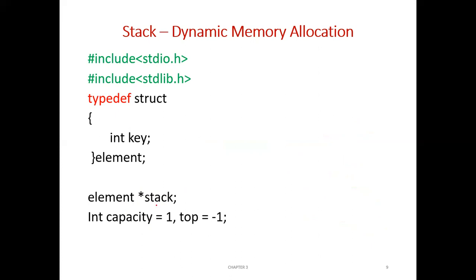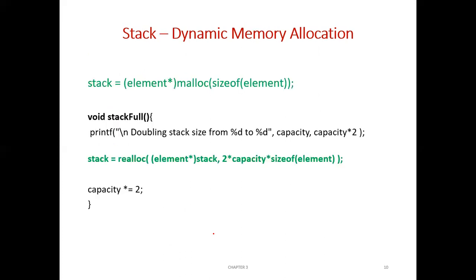Then initially we know that the capacity of the stack will be 1. So this capacity variable is assigned 1, and top is assigned -1 because initially the stack is empty. So the stack does not have any item. Now when you begin the program, you should be able to push one element in the stack. That is, the capacity of the stack should be 1.